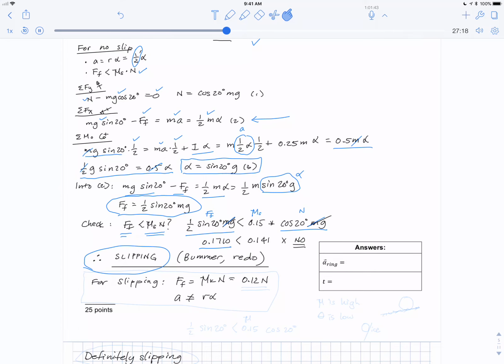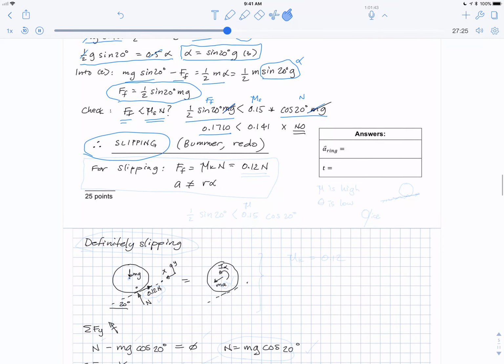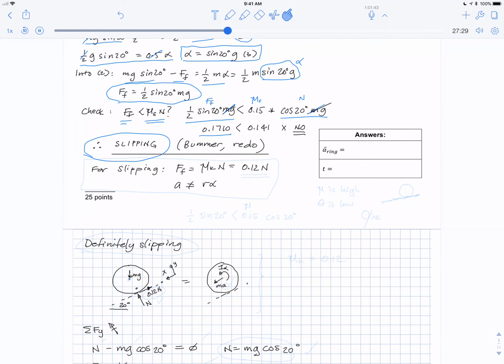So if you get to this point, it means you have to redo and guess that it is slipping and continue on. So what that means is that the friction force will be mu kinetic, 0.12, times n, but what it also means is we can no longer say that A equals R alpha, because that bottom point of the disk is not the pinpoint. It is definitely moving and accelerating at the bottom of the disk. So again, we're going to redo the problem with these new assumptions right here.